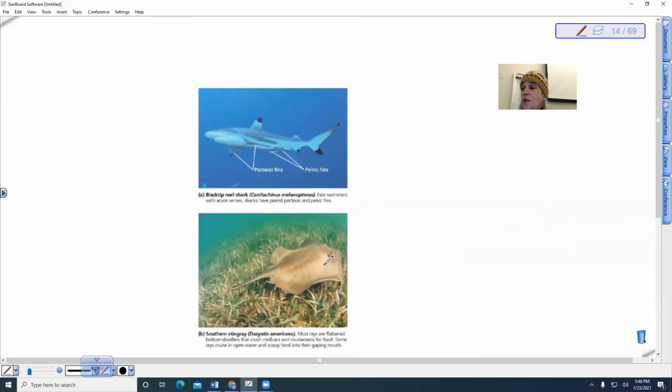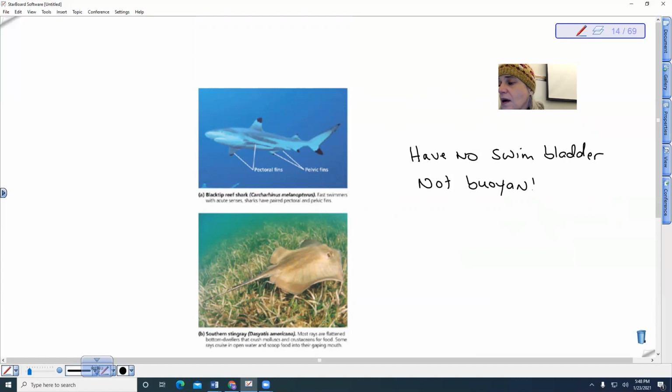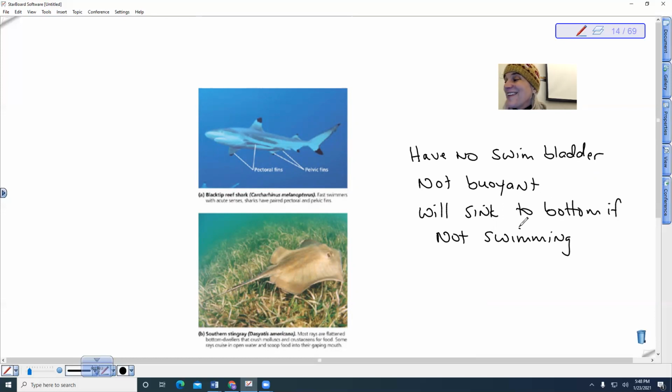Okay. When we look at some of the unique characteristics of this particular group, one of the things is that they have no swim bladder. And what this means is that they are not buoyant. So they will sink to the bottom if they are not swimming. So that is kind of a disadvantage, right?